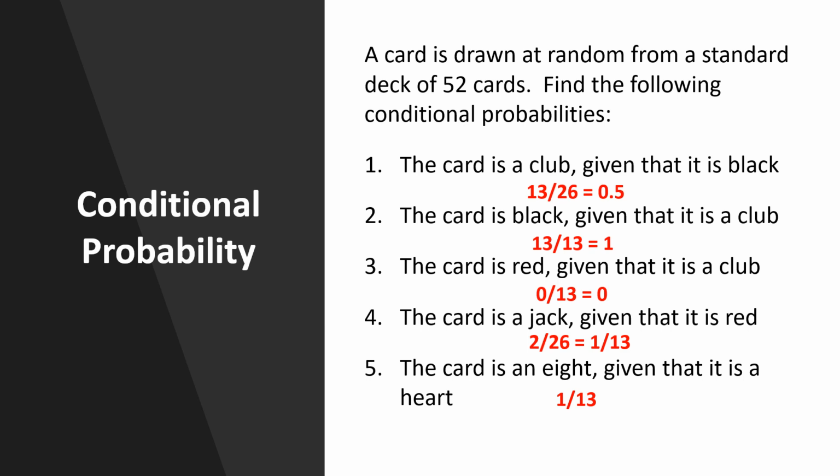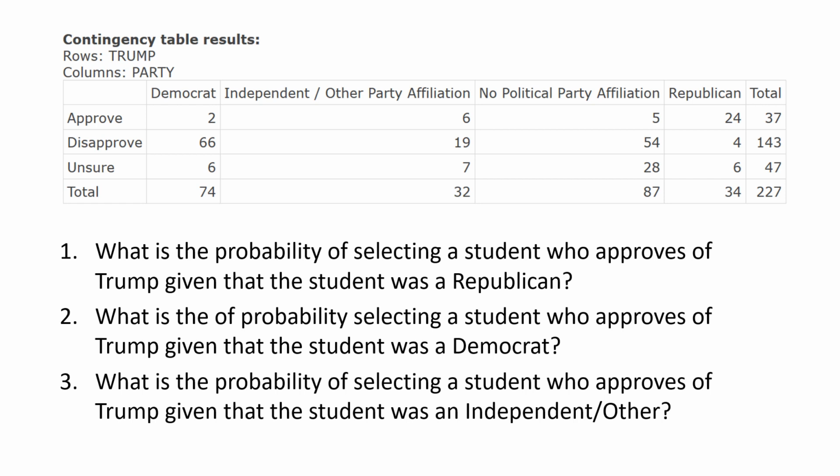Let's do another example. This is what we call a contingency table, where we have a qualitative variable here, and in this case, this is from the student survey. Do you approve, disapprove, or are you unsure of Trump, the variable Trump? So at this time, Trump was the president. So these are the rows. The columns are the variable party, which is your party affiliation.